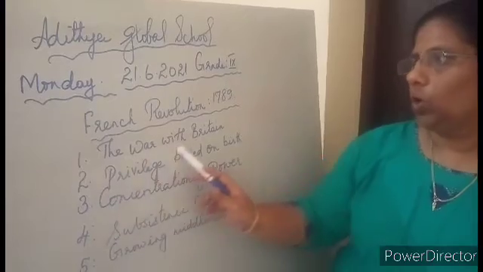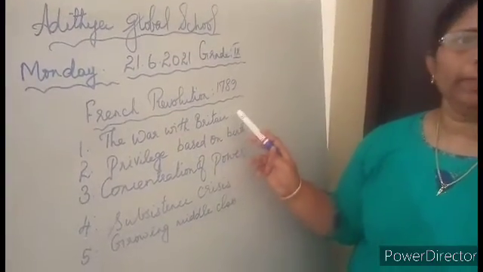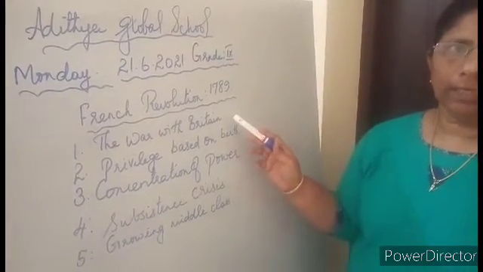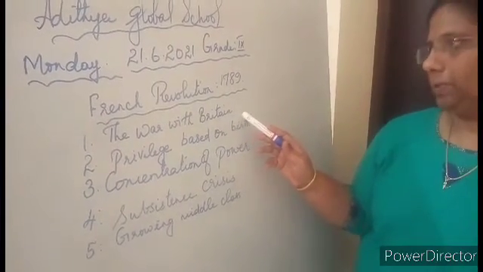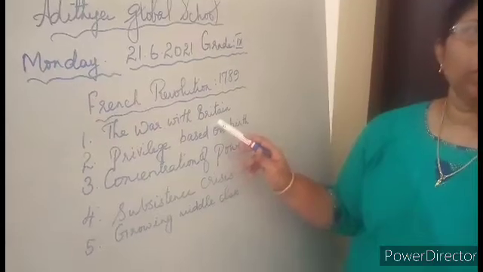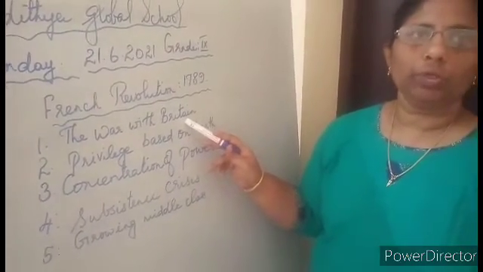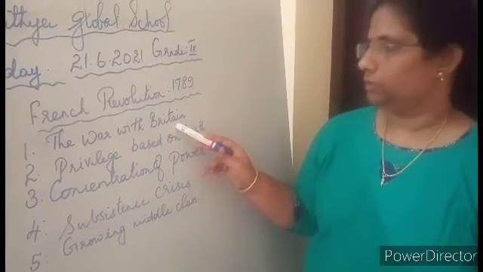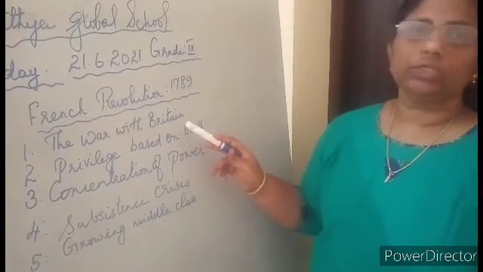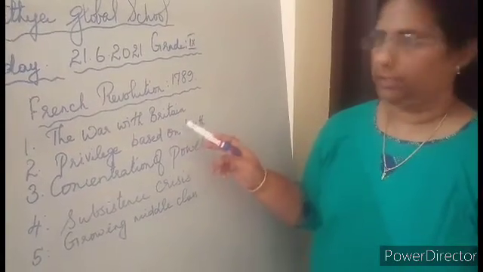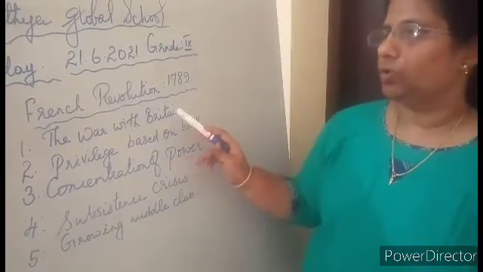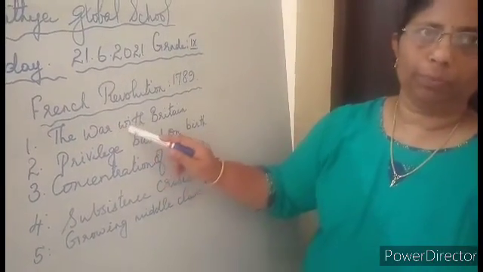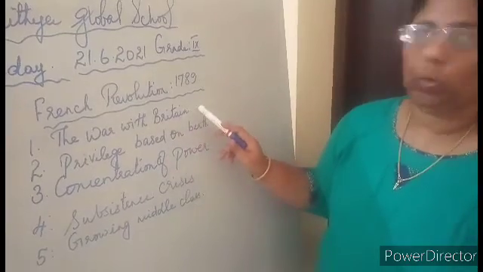First one, war with Britain. The French people were supporting the Americans during the first war of independence. The British had colonies throughout the world. So America waged war for getting their own independence. French people also helped them. So this created a lot of debt for the French people. That is the first cause.